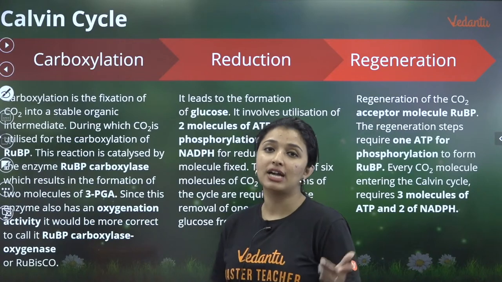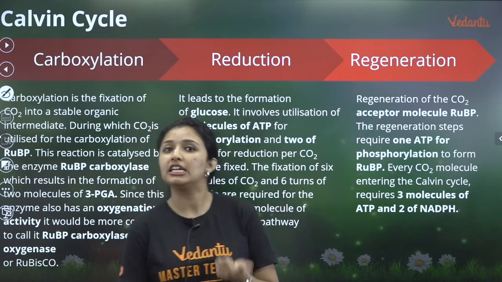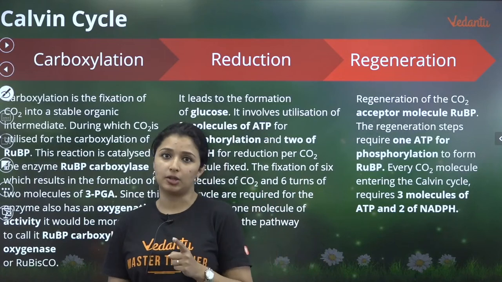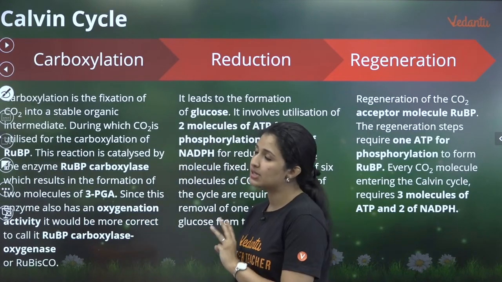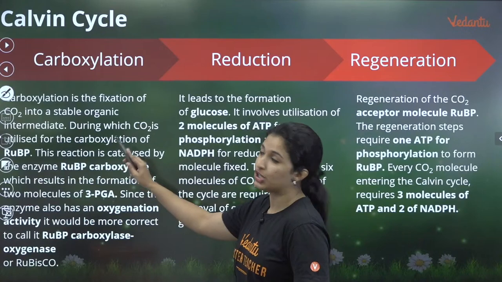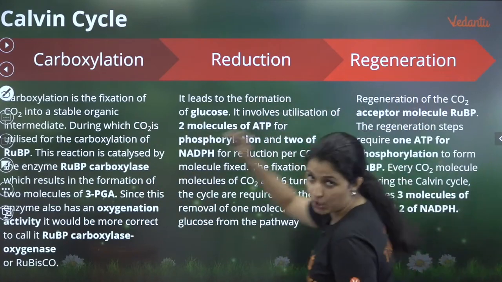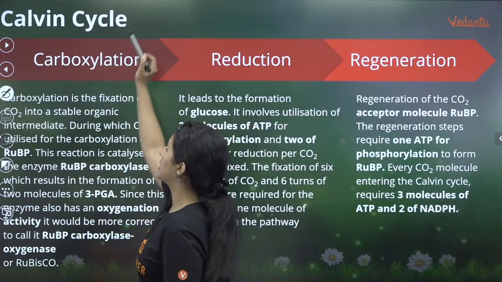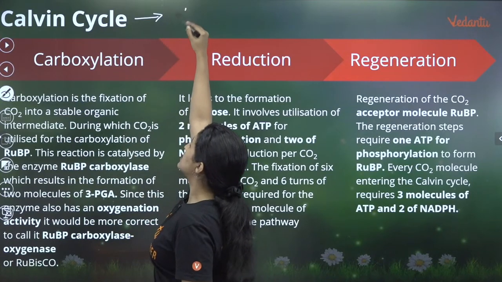Anyways, now we'll move on to the dark reaction. We have made ATP and NADPH. Now we'll utilize the ATP and NADPH. Okay, basically it happens in three steps: carboxylation, reduction and regeneration. But the question is, where is this happening? It happens in the stroma.